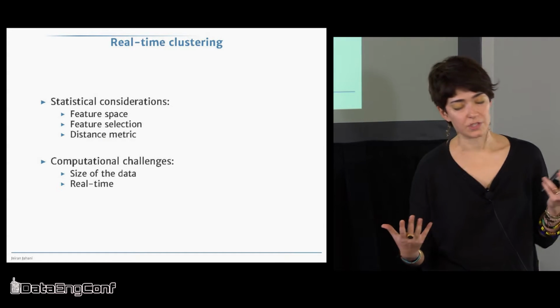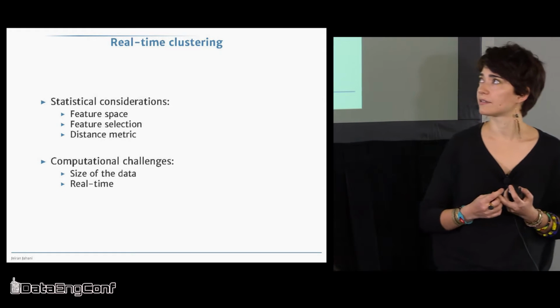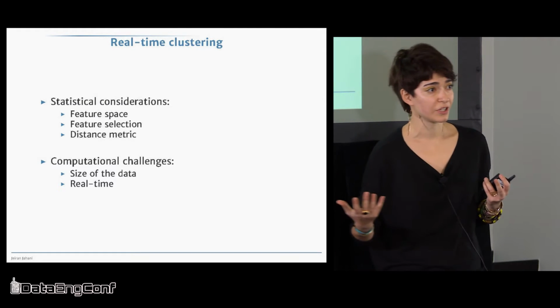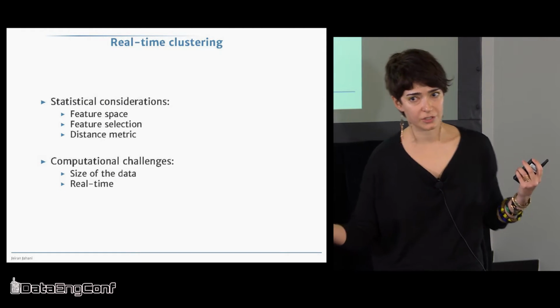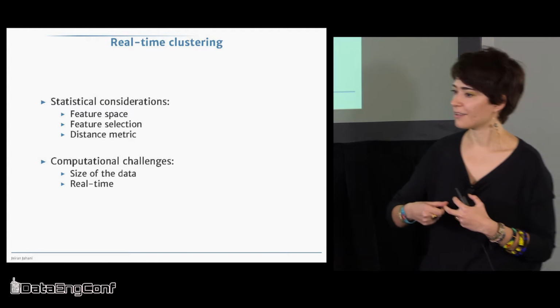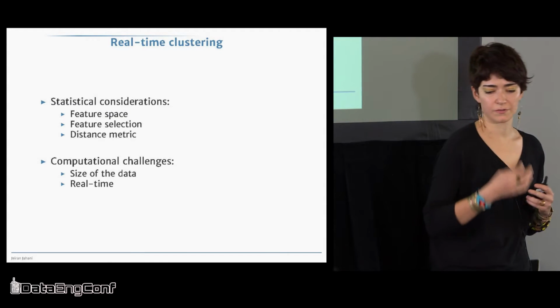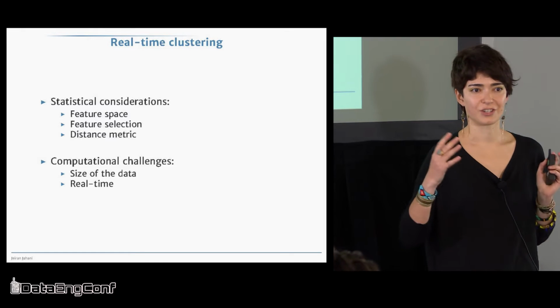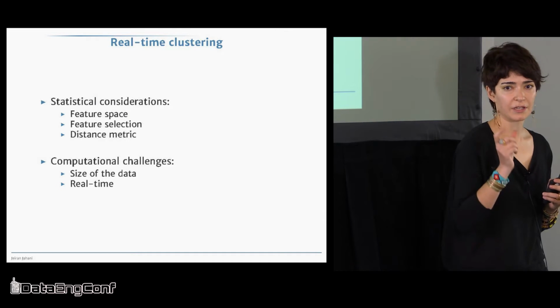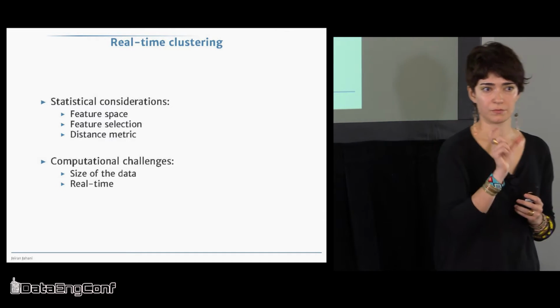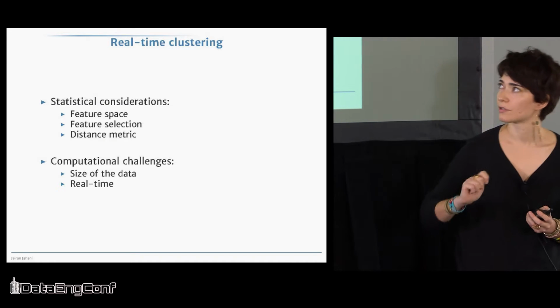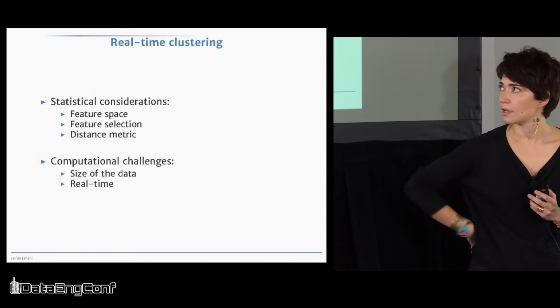You can weight your features differently. We'll talk about that. Some maybe contribute more to the separation of the clusters, some contribute less. And the gist of every clustering, classification, dimensionality reduction is you have to have a way to measure a distance between two objects. So how do you measure that distance?